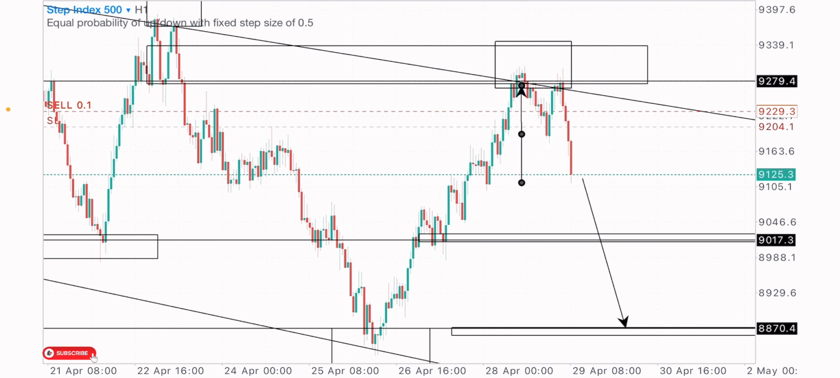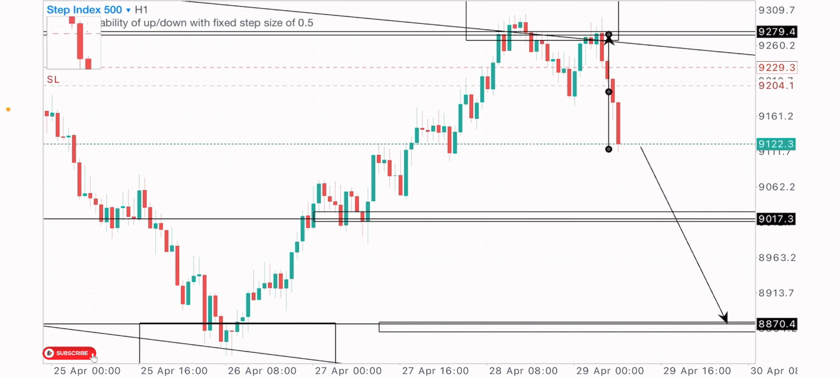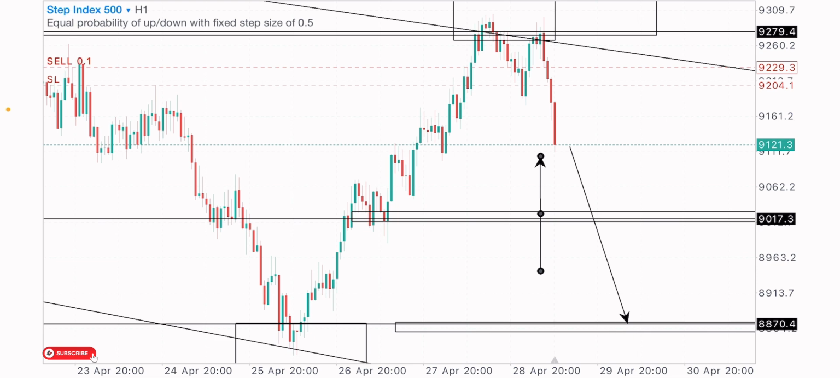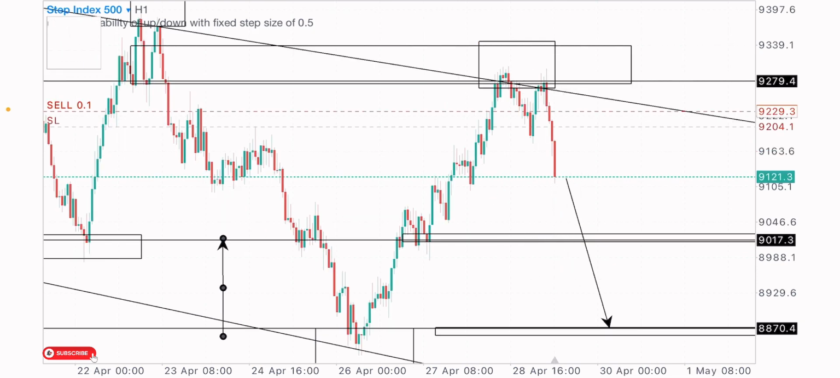So I saw price create this first high here, second high at this zone. I looked out for my sales at this point with my SL above this high structure. My stop loss was above this zone. My entry was here, and you can see how price has been selling to the downside. I'm expecting the market to sell to this zone basically.